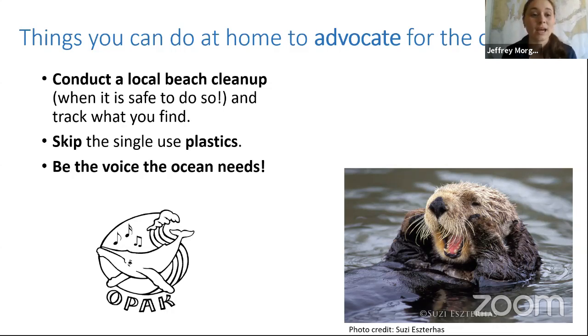So some ways that you can do that is when it's safe to be in large groups of people, you can conduct a local beach cleanup. Or if you do not live near the ocean, because not everyone lives near the ocean, you can do something called skipping the straw or skipping single-use plastics. There's a lot of plastic pollution in our ocean, and it's really important for us to reduce or reuse, refuse, and recycle plastic. And also what I think is most important is be the voice that the ocean needs. The ocean can't talk for itself, and it's our job to speak out and tell the ocean's story.